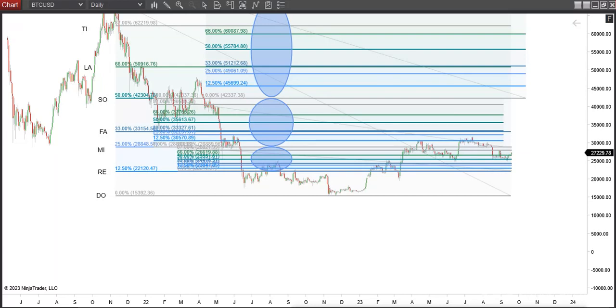And then the other important level would be the 66 or the la level, which is close to the ti level on the major octave.